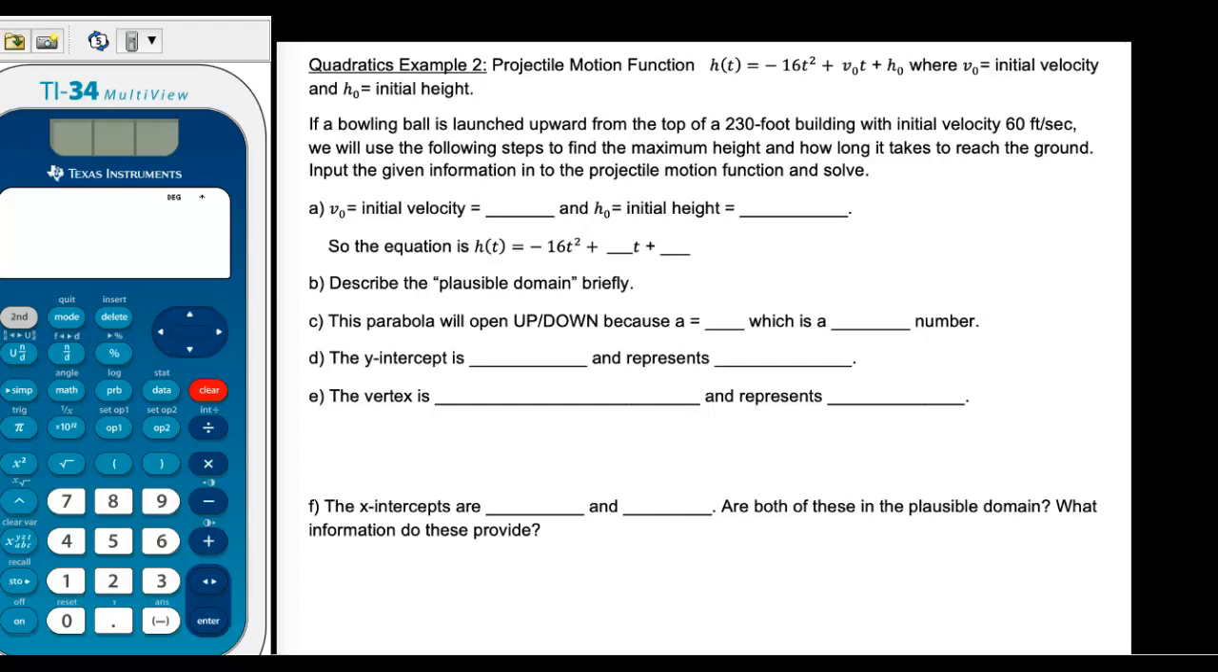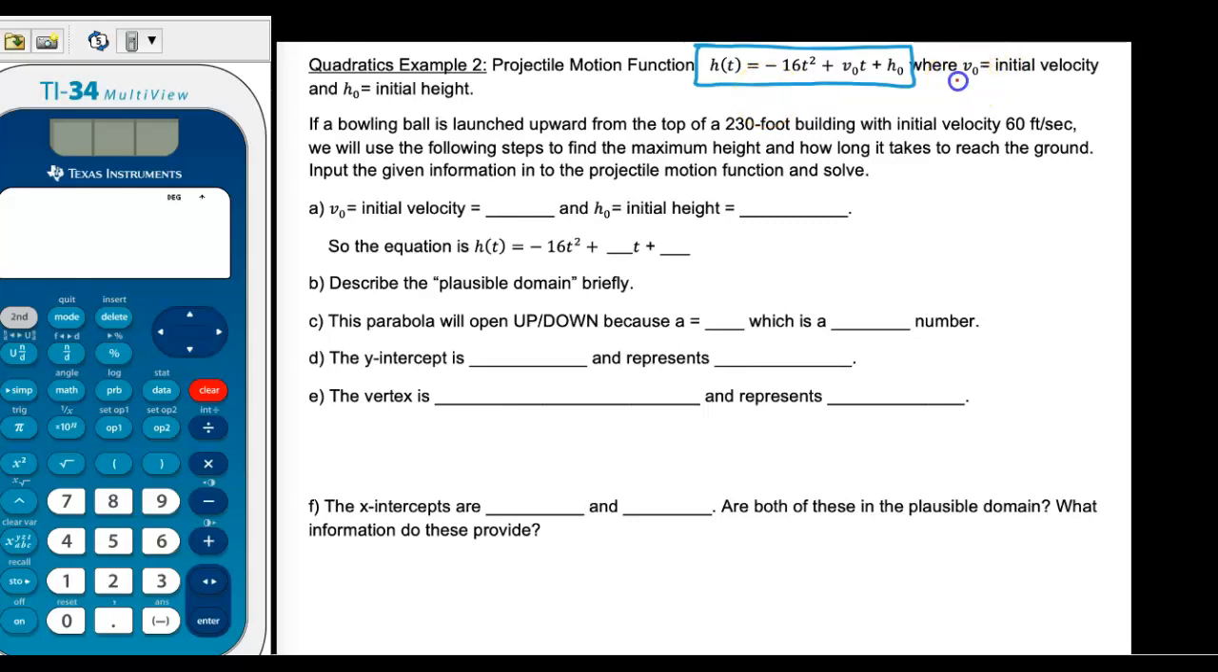So we have this function h of t equals negative 16t squared plus v sub 0 t plus h sub 0. Now, if you're looking at that thinking, oh, that doesn't look fun, it looks really complicated, well, let me break it down.